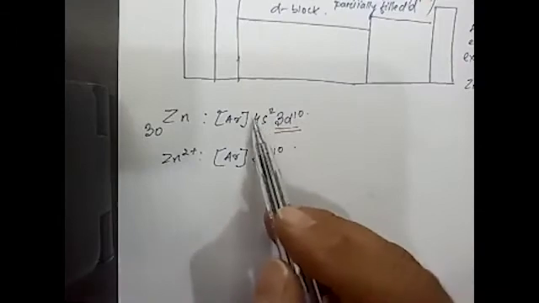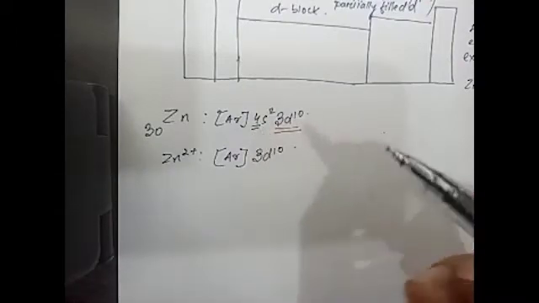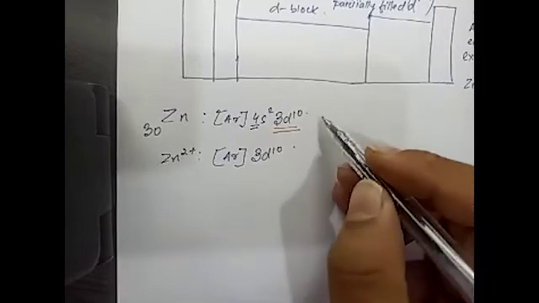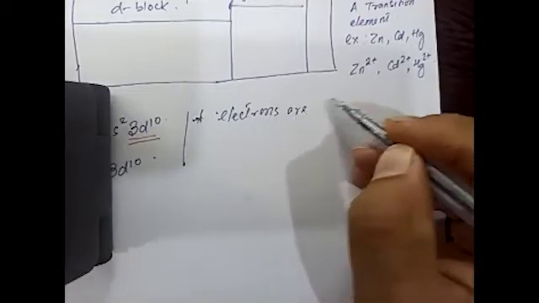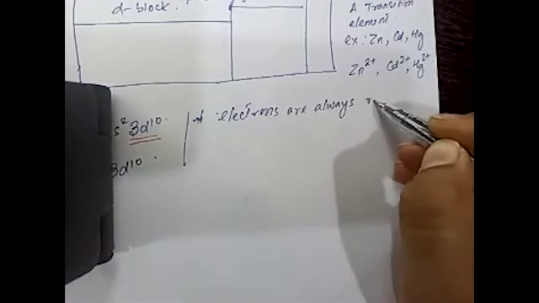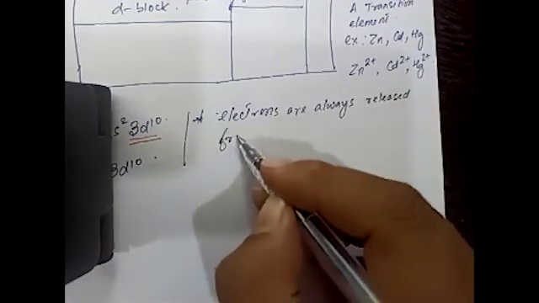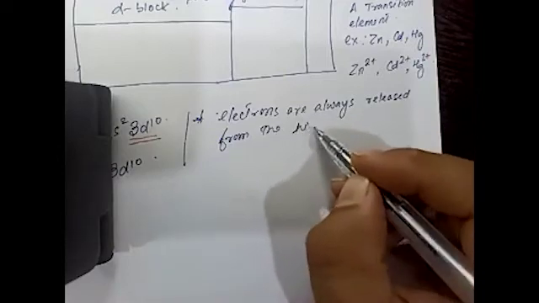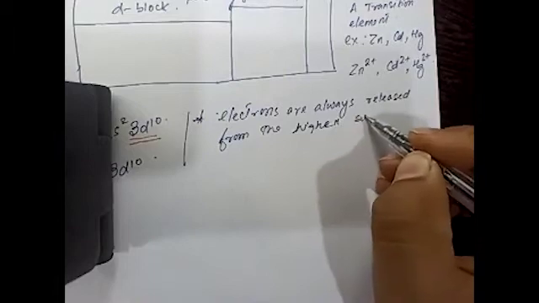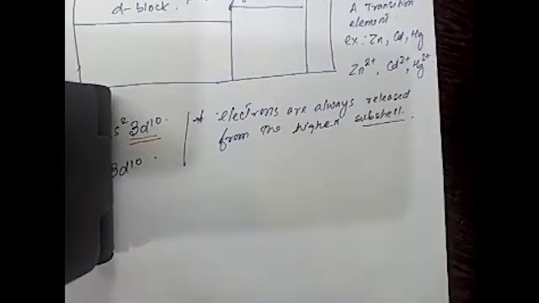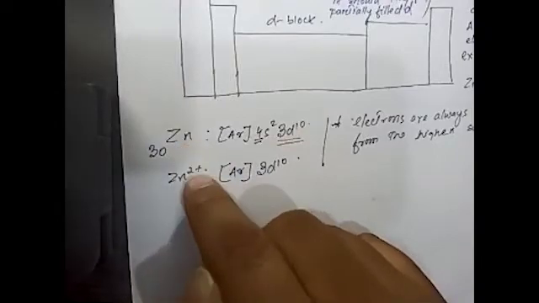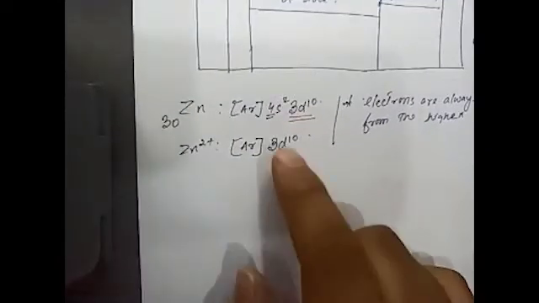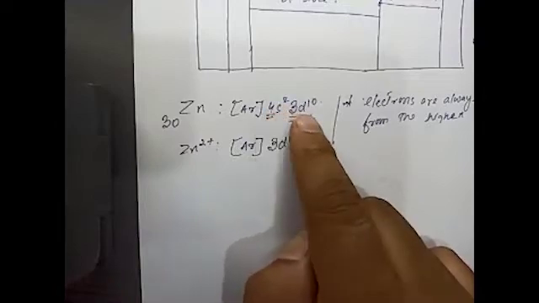3d10. Electrons always go out from the higher shell. Electrons are always released from the higher subshell. So if you are making zinc lose the electron, zinc becomes zinc 2+, no? Then the electron actually goes out from 4s and not from 3d. Okay, so do not be confused.